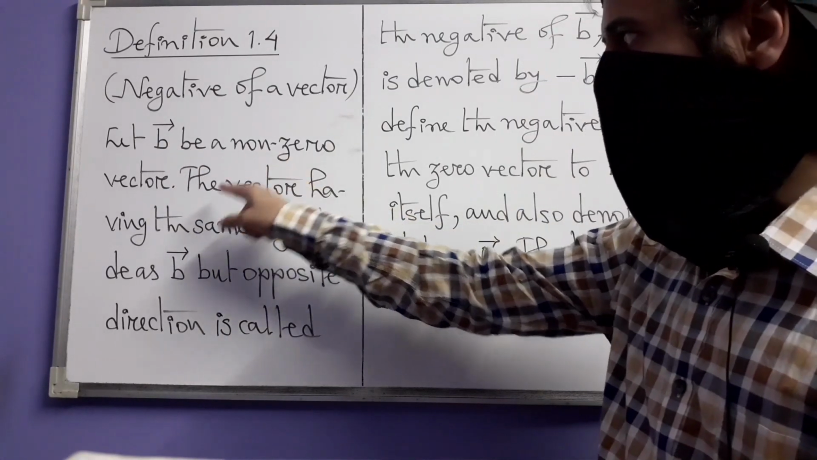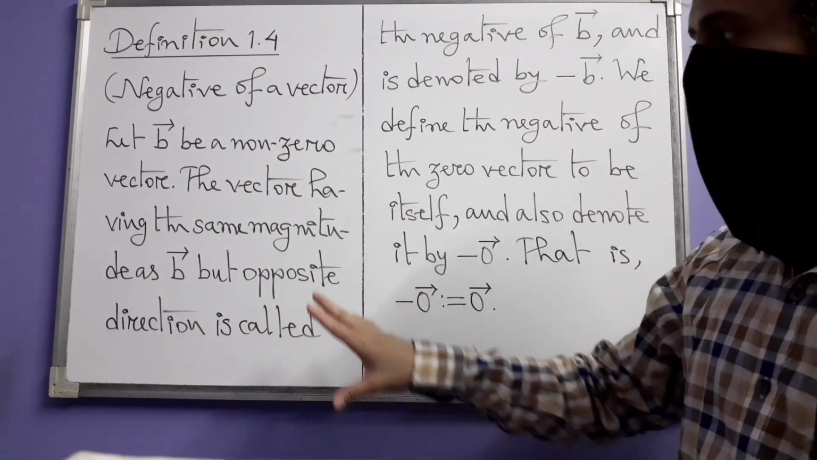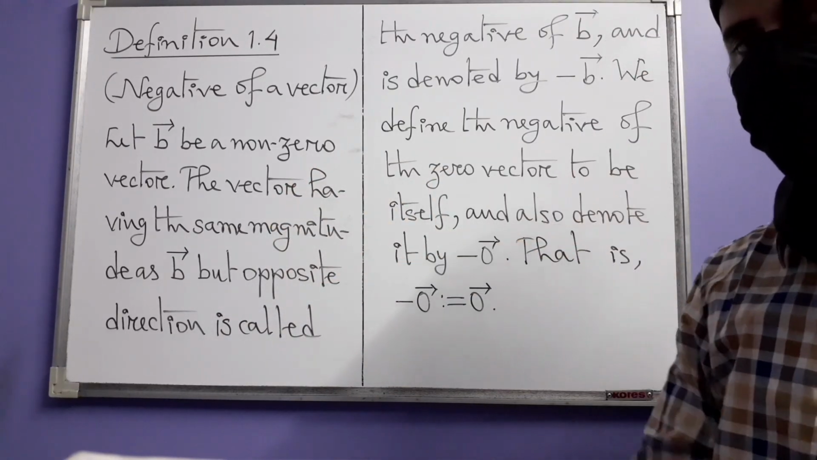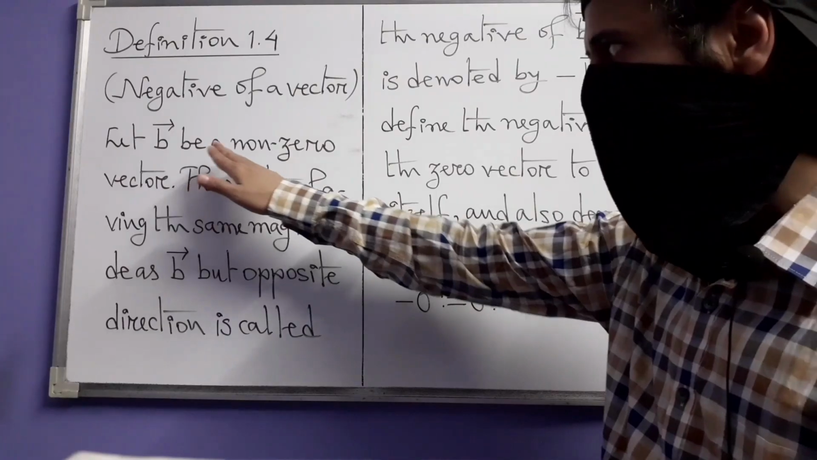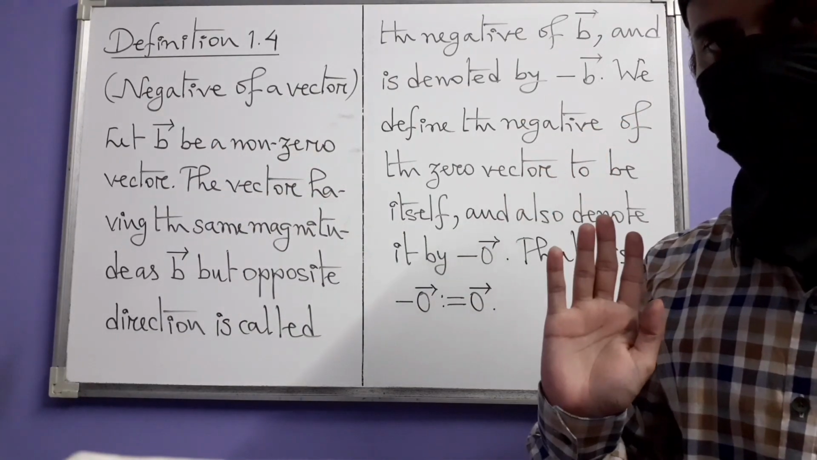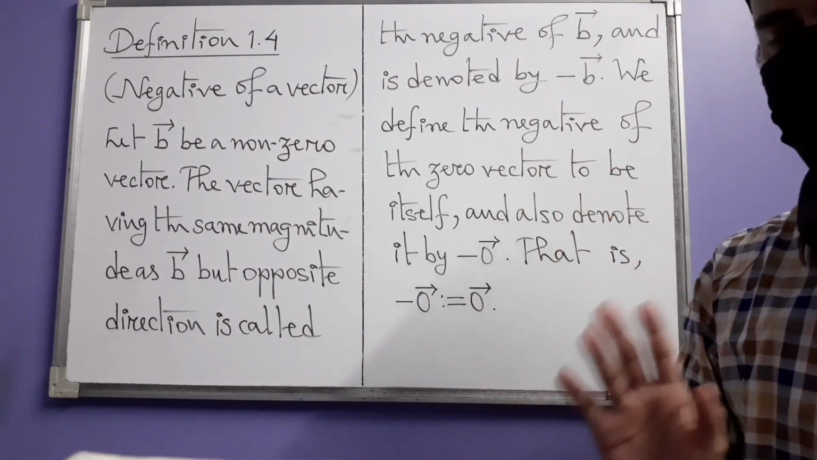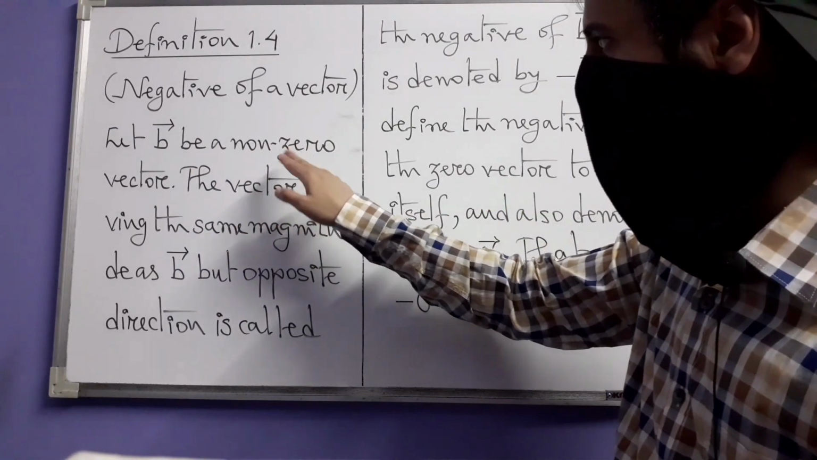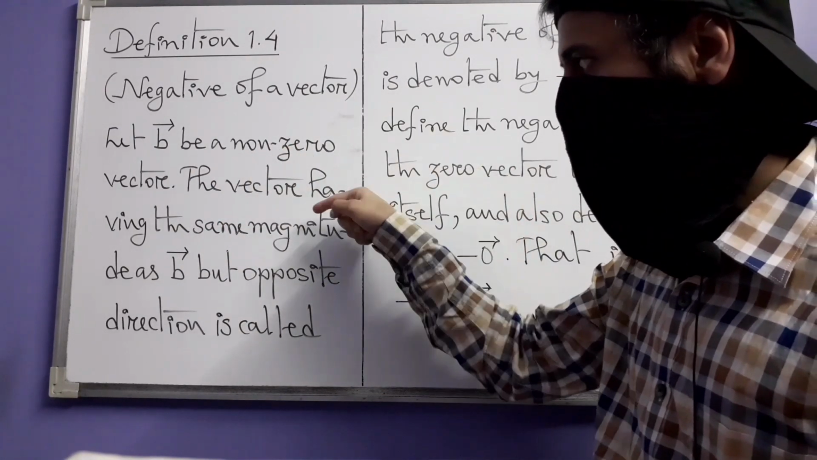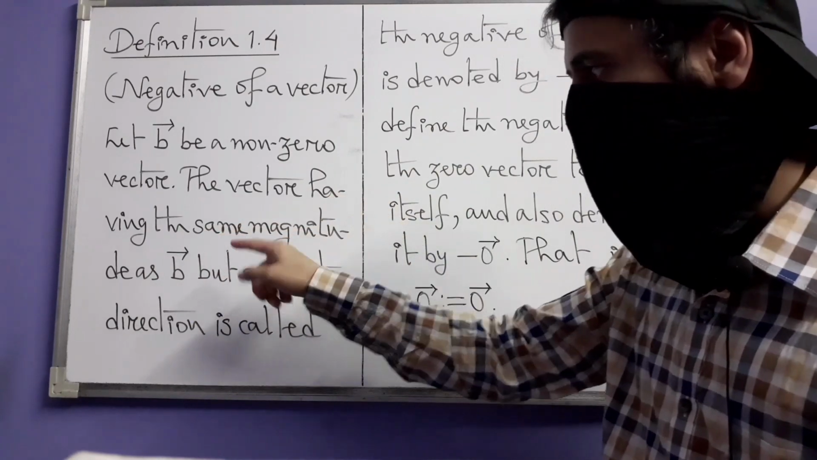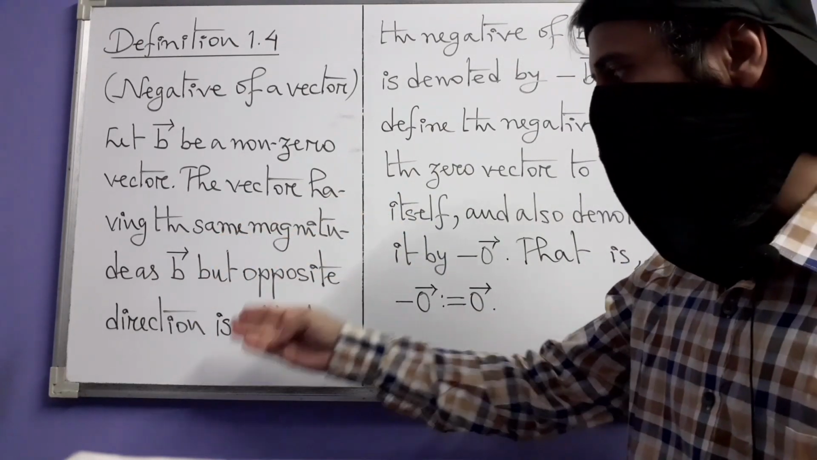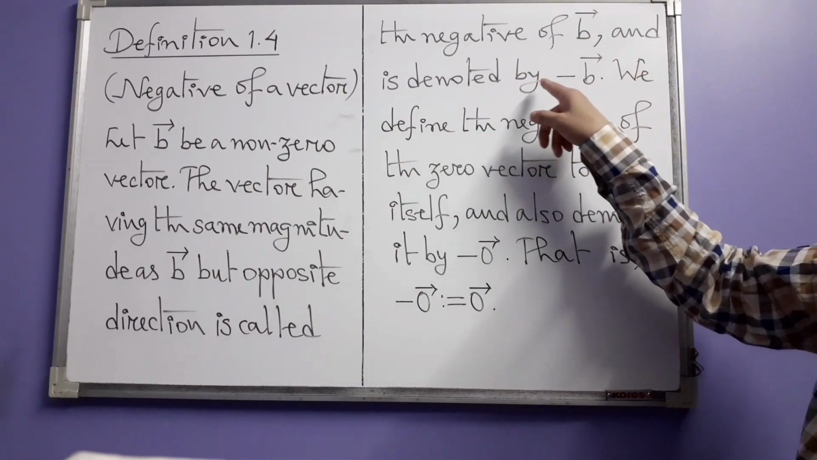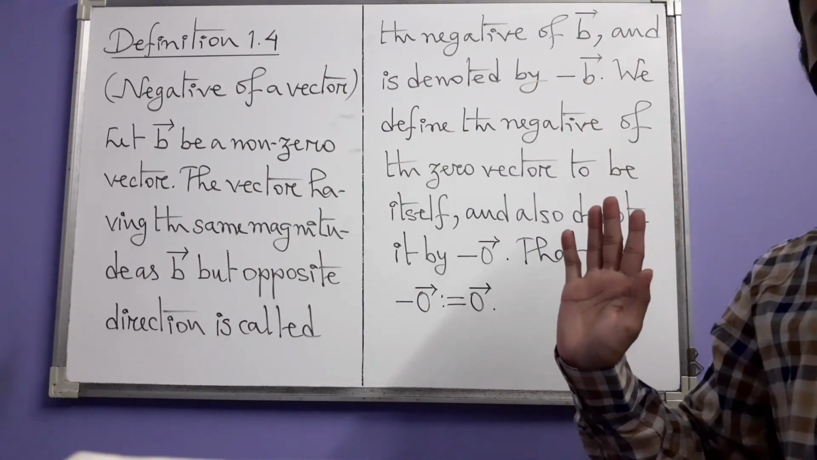Let B be a non-zero vector. In the text, this definition is there, but I have made a slight change. It is not given in the text that B is a non-zero vector; it's simply given that B is a vector. Let us first see what the definition is. Let B be a non-zero vector. That vector which has the same magnitude as B but opposite direction is called the negative of B, and we denote it by writing minus B.